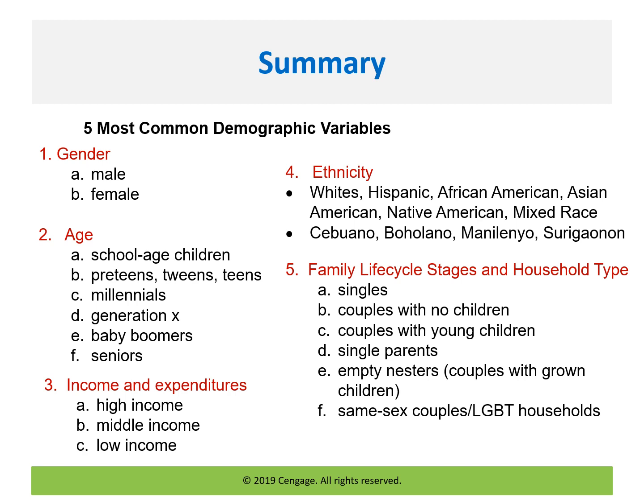The 5 most common demographic variables include gender, which could either be male and female, age, school-age children, preteens, tweens, teens, millennials, Generation X, baby boomers, and seniors, and other age categories. Next is income and expenditures, whether they belong to high income, middle income, or low income classification. Next is ethnicity, whether they are whites, Hispanic, African American, Asian American, Native American, mixed race, or for the Philippines, whether they are Cebuano, Boholano, Manileño, Surigao, etc.